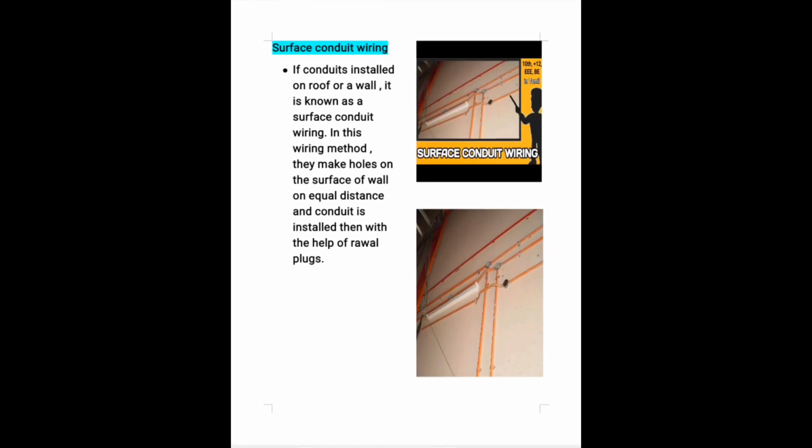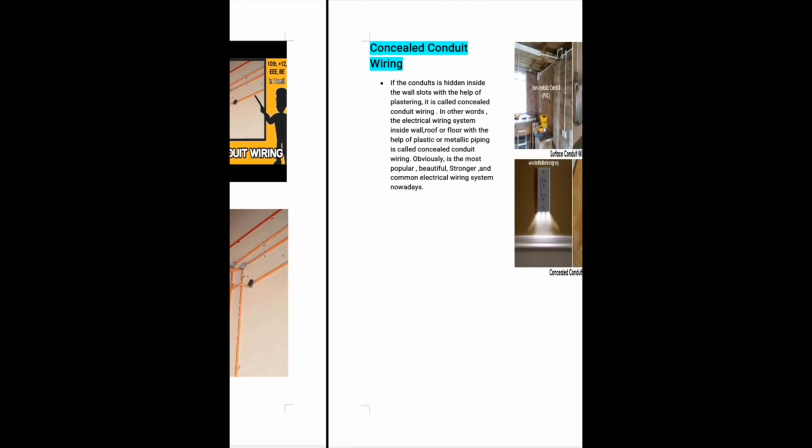Surface conduit wiring. If conduit is installed on a roof or a wall, it is known as surface conduit wiring. In this wiring method, they make holes in the surface of the wall at equal distances, and the conduit is installed with the help of Rawl plugs.